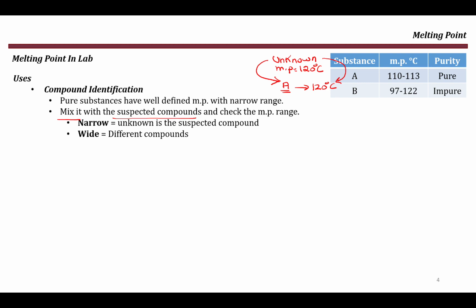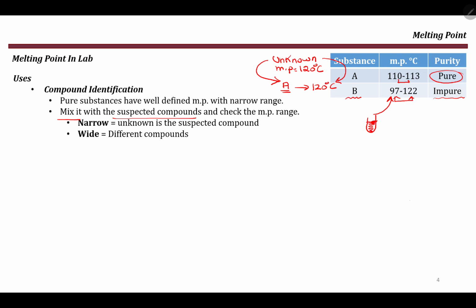Again, just to confirm this, whenever you have a very narrow range, for example, in this case, we just have a 3 degrees range, this means that the compound is pure. Whereas, let's say you were determining the melting point of an unknown B, and you notice that there is a wide range, this means that the compound is impure. Again, to confirm, what do we mean by range?